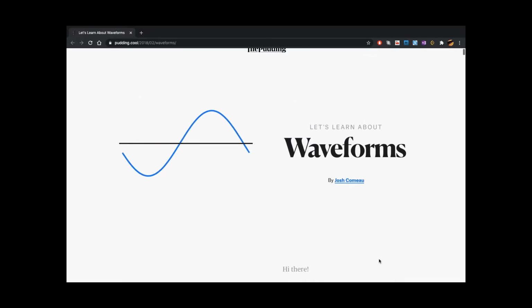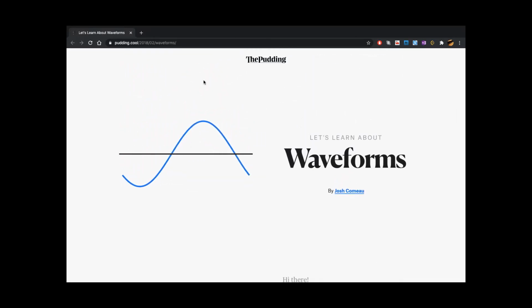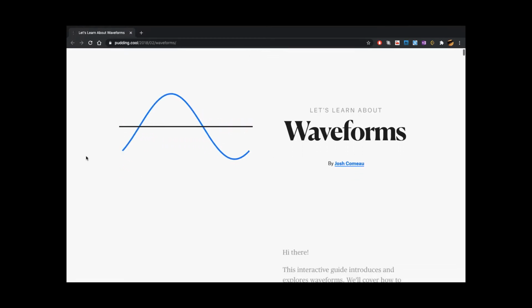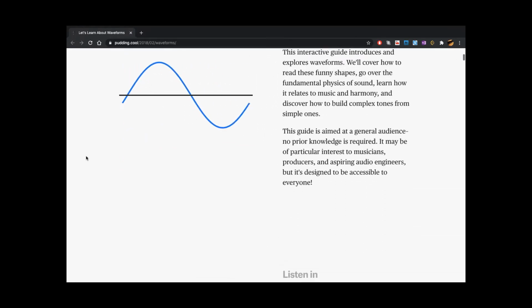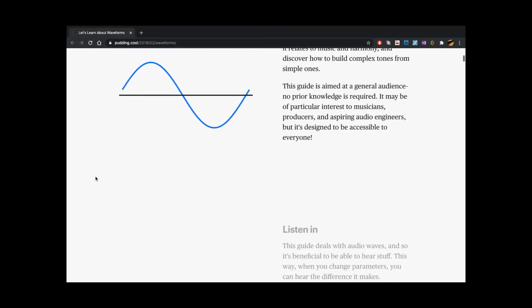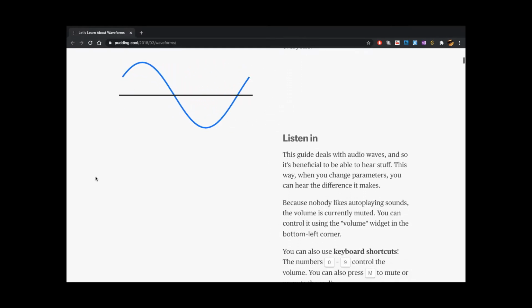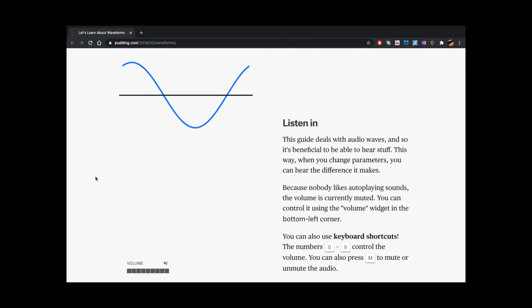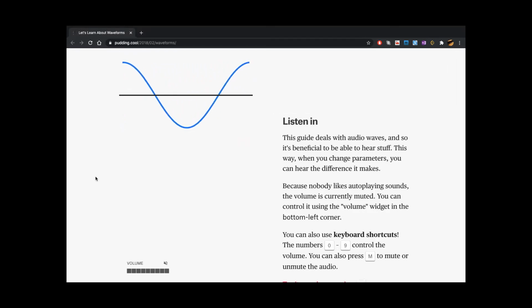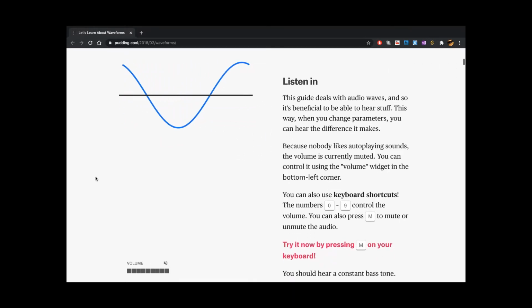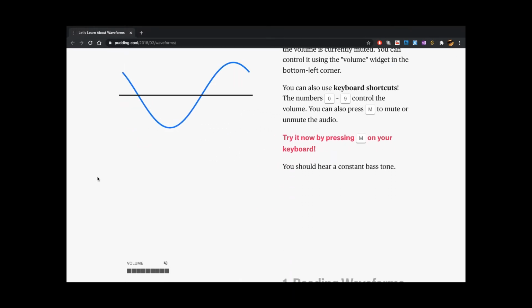This is an interactive guide I'm taking as it is from this website, pudding.cool, and I'm just presenting it. So let's start. You can go to this website and do it on your own, but I'm just guiding you through some important principles which we can learn from this tutorial.